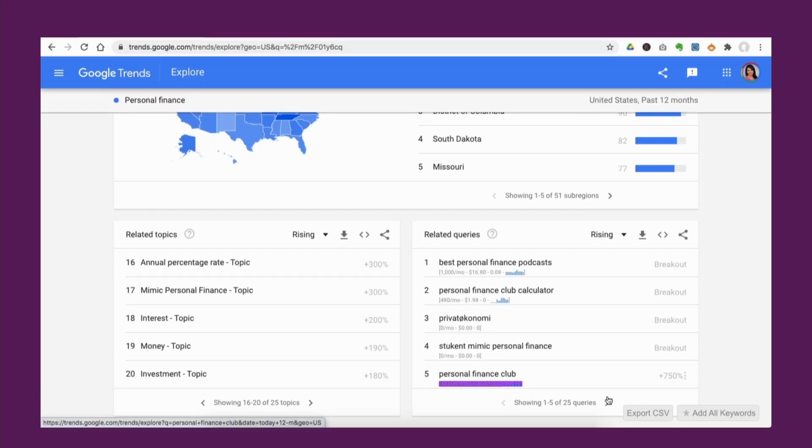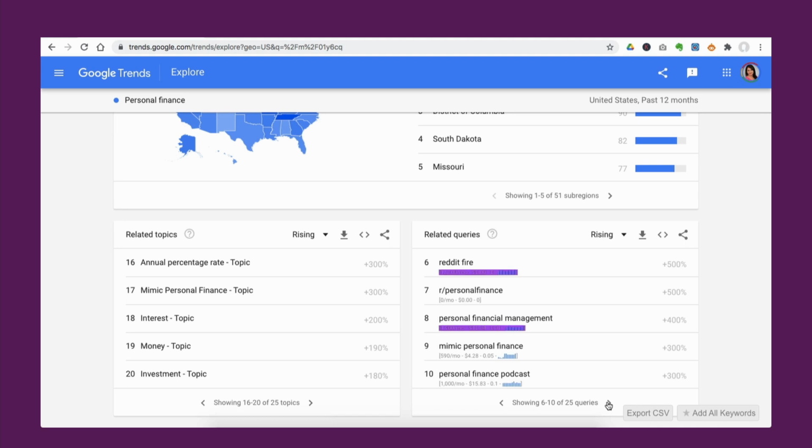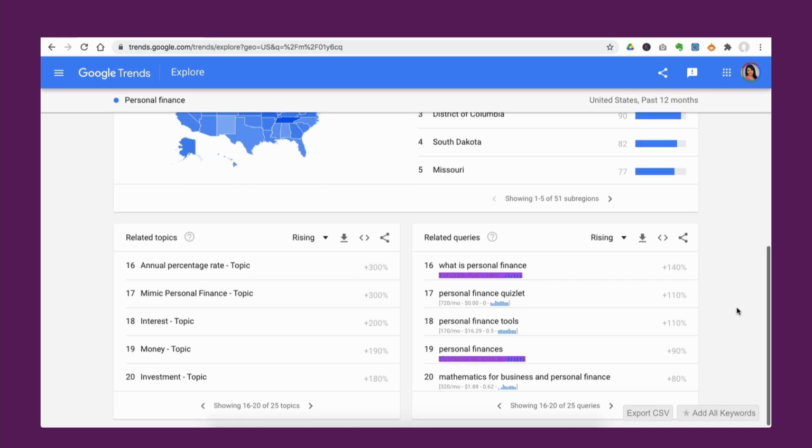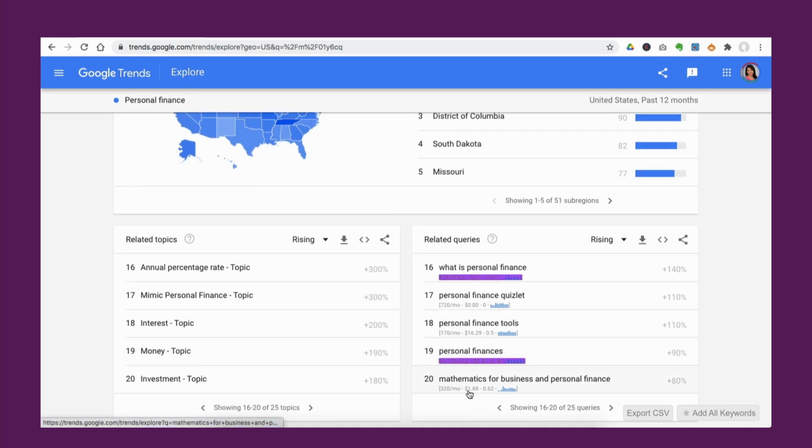Okay, now let's click on this arrow and see what else. Personal finance management, Mimic personal finance podcast, Reddit personal finance flowchart, retirement, money. Let's see what else. What is personal finance? Personal finances, mathematics. Just looking through these and seeing, okay, what catches my fancy and what topics can I go deeper in. So if you can identify a few from here, then the next step actually happens inside Keywords Everywhere.